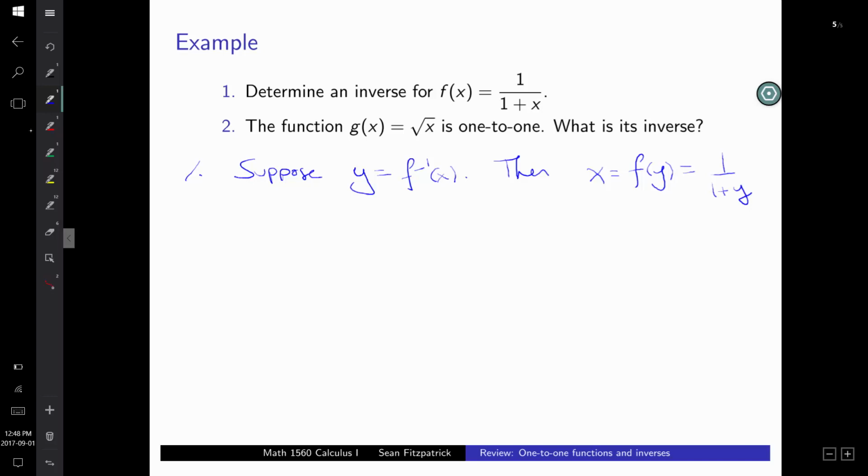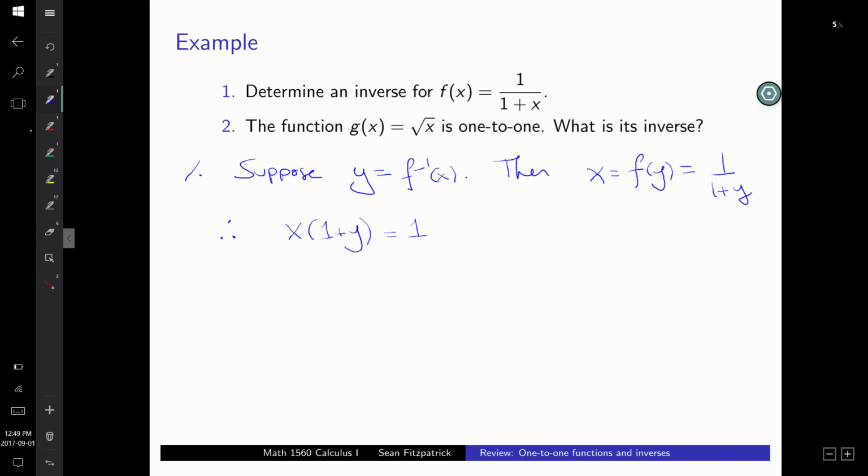What do I do with that? Well, what am I trying to find? I'm trying to find y. That's what I'm looking for. So what do I have to do? I got to solve for y. So let's multiply both sides by 1 plus y. So x times 1 plus y is equal to 1.